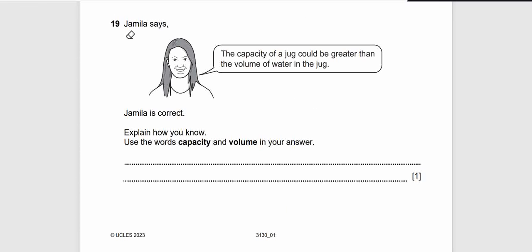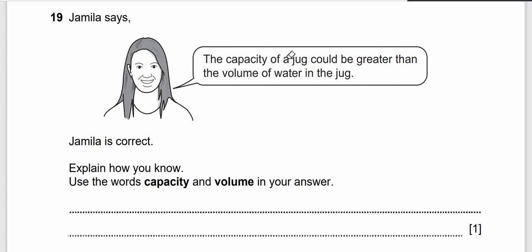Sorry guys, now we are in question 19. Jamila says the capacity of a jug could be greater than the volume of water in the jug. Jamila is correct. Explain how you know. Use the word capacity and volume in your answer.